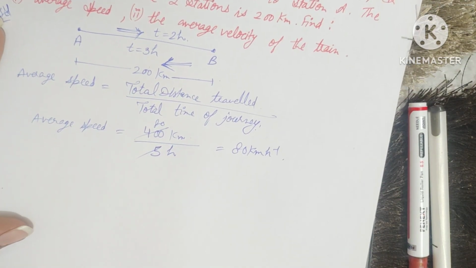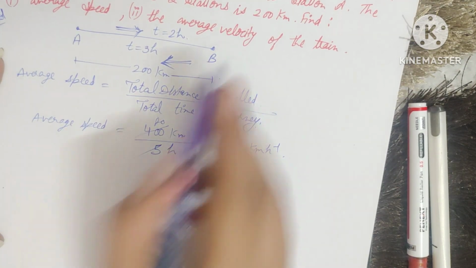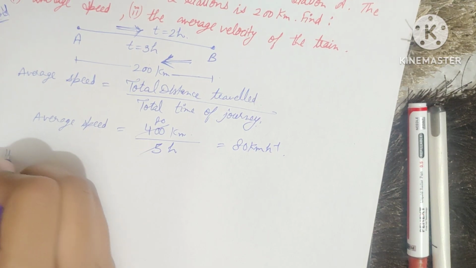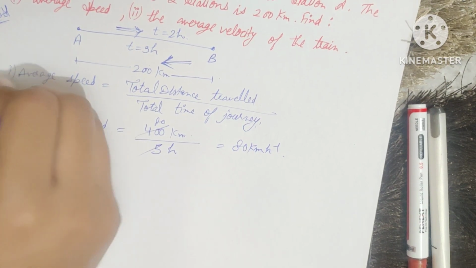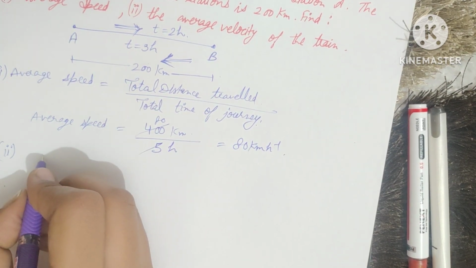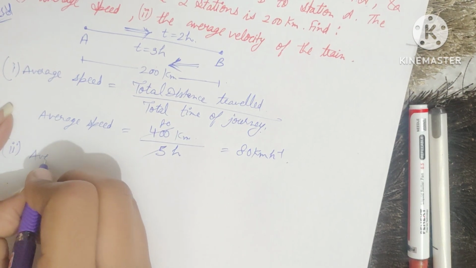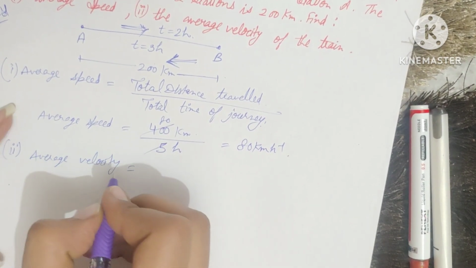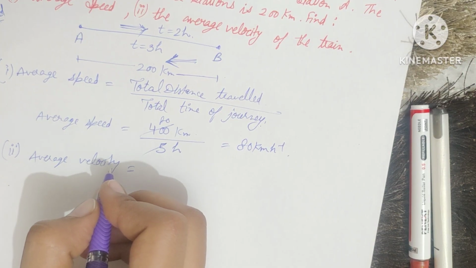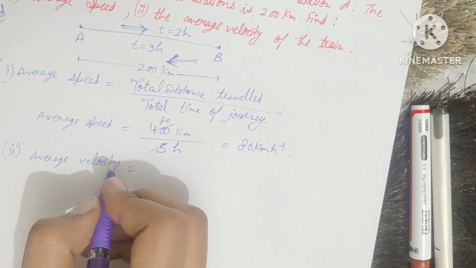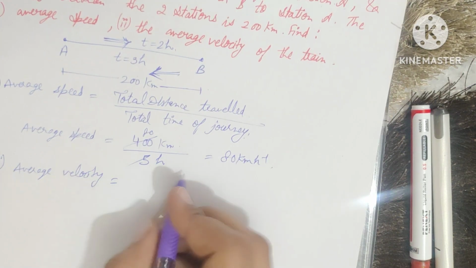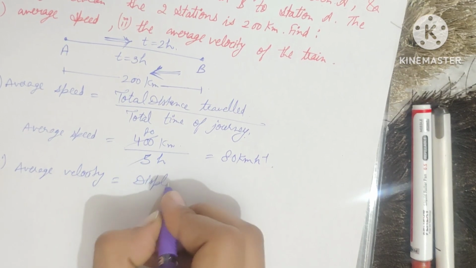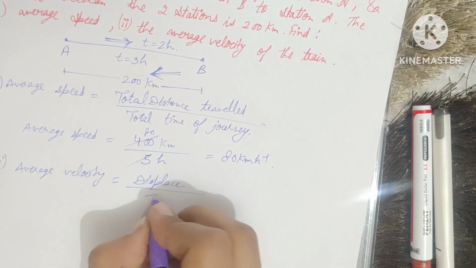Then next, we have to find the average velocity as well. What is the formula for the average velocity? For the average velocity, it is equal to displacement divided by time. Average velocity is equal to displacement divided by time. Now what is the displacement here? The displacement is 0.